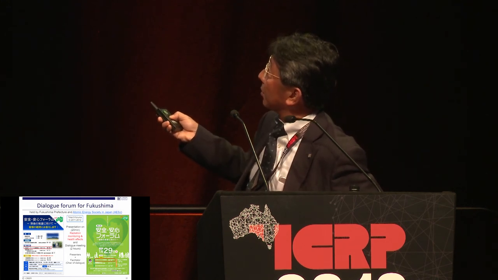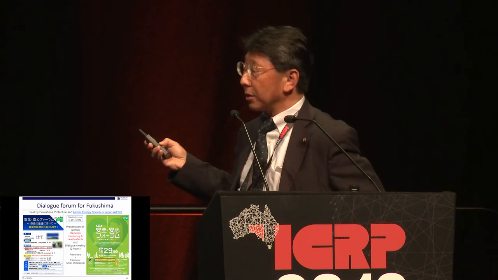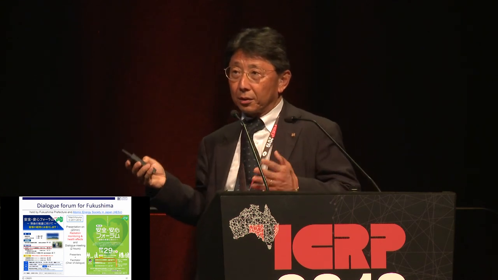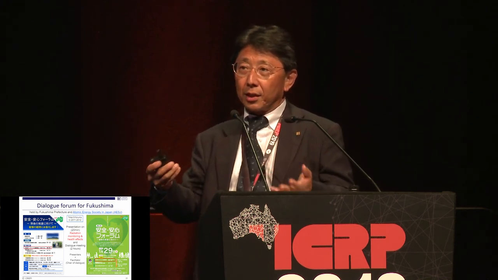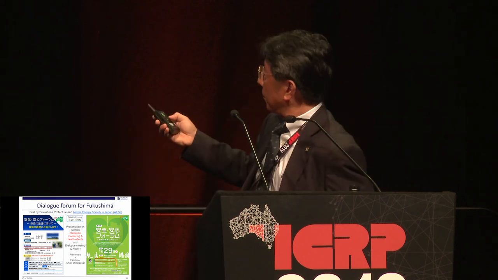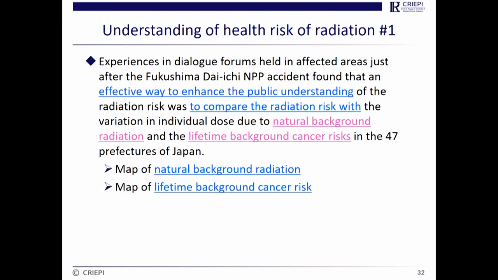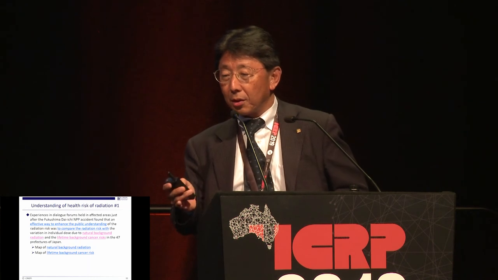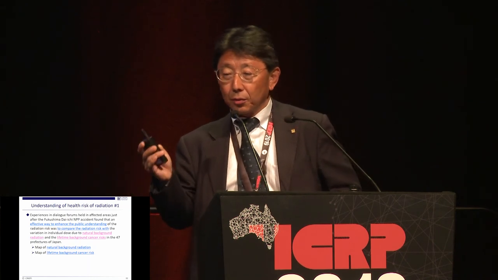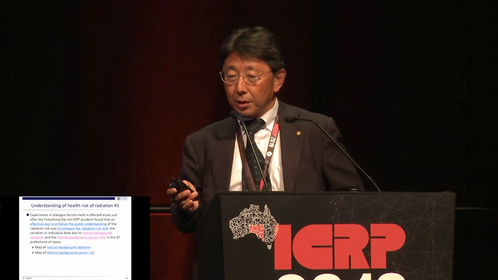And after this presentation, we had a 2 hour discussion, question and answer. There were many aggressive questions and comments from the floor. But there is a very effective way we found at that time for the public understanding of the radiation risk: to compare the radiation risk with the natural background radiation, and also the lifetime background cancer risk in the 47 prefectures of Japan.